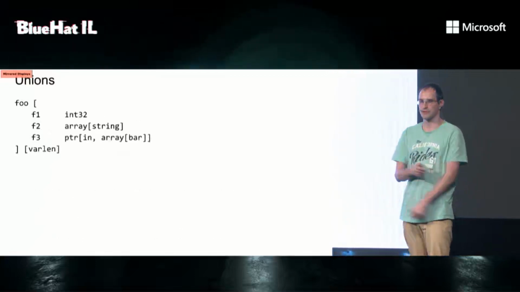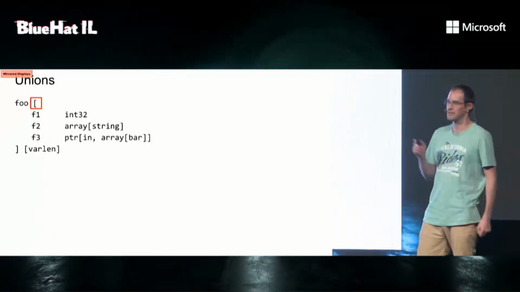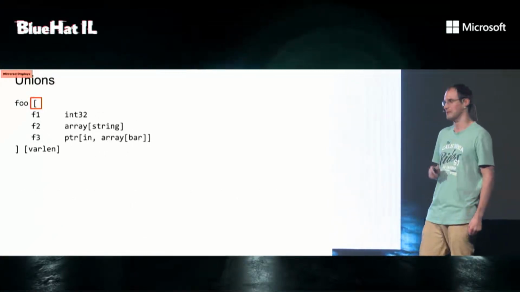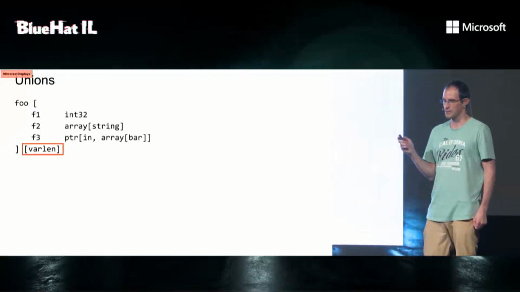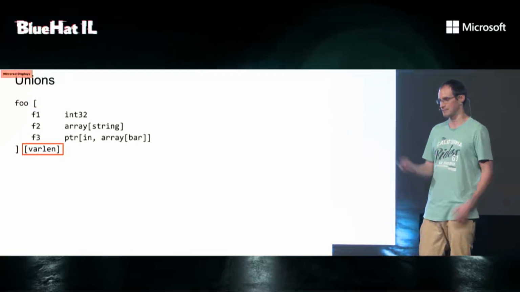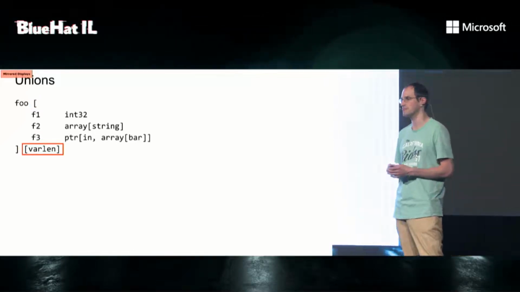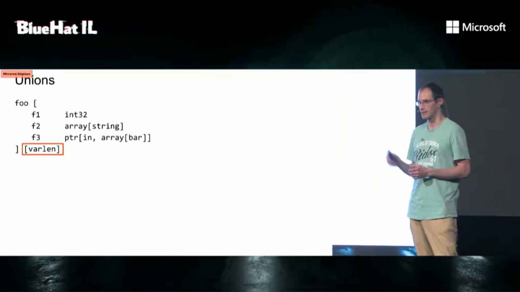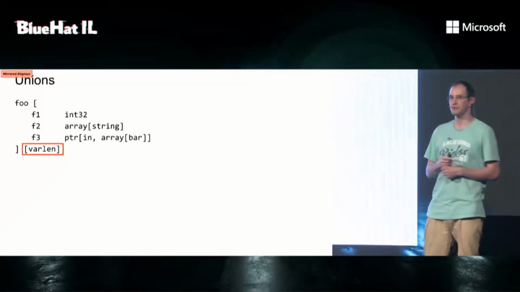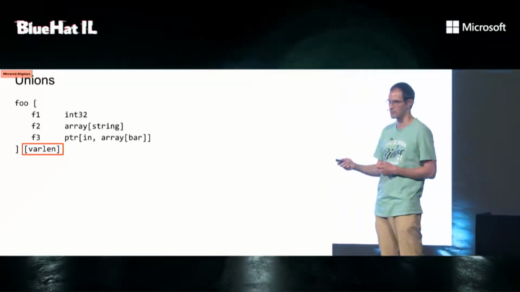Okay, we also have support for unions. And for unions, the important thing is that they're denoted by square brackets, where structs are denoted by curly braces. So that's how you distinguish them. You can have several options, and you can use any types for them. So at runtime, one of them will be chosen. An interesting thing is this varlen attribute, which stands for variable length. It's again an extension for C.